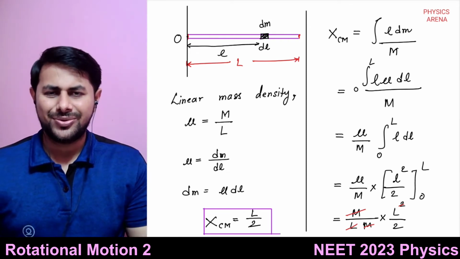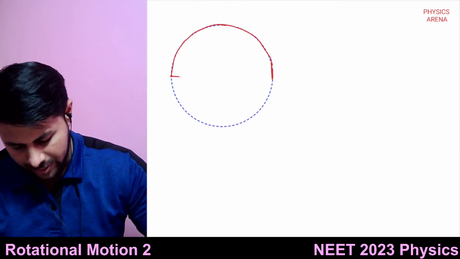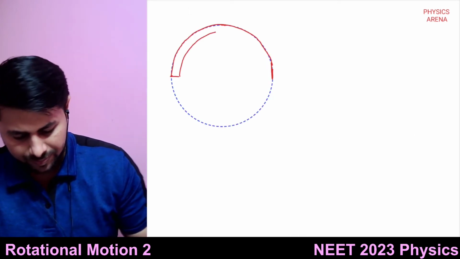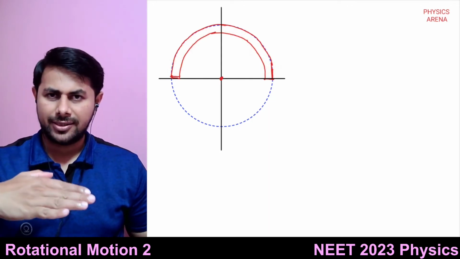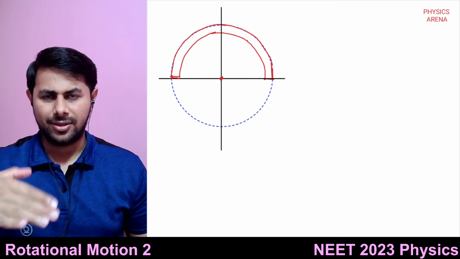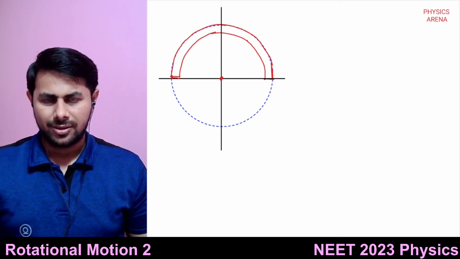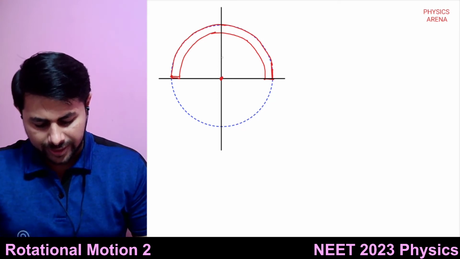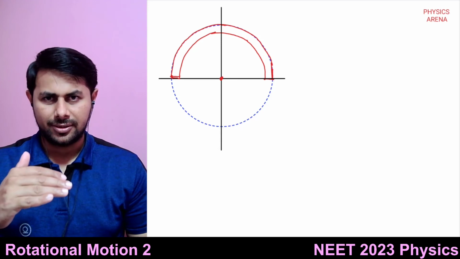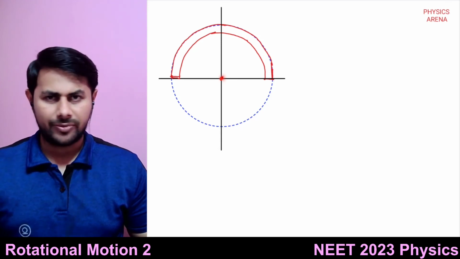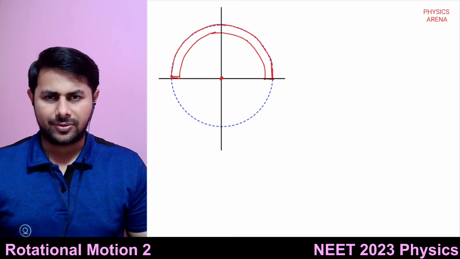Got it? Yes, no? Okay, so I have a semicircular ring like this. This is a semicircular ring, right? So mass is above the x-axis only. Below the x-axis there is no mass. That means the center of mass will be a little bit above the x-axis. So its x coordinate will be equal to 0. The y coordinate is what we have to find out.